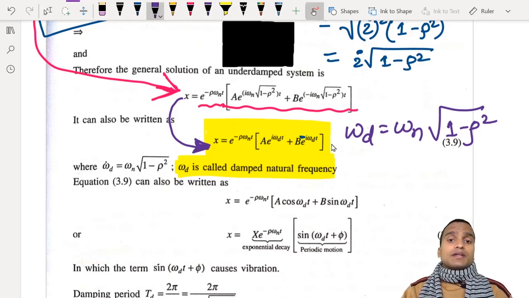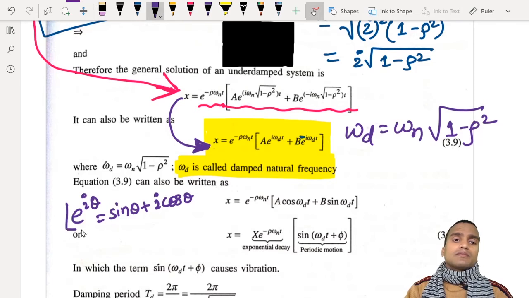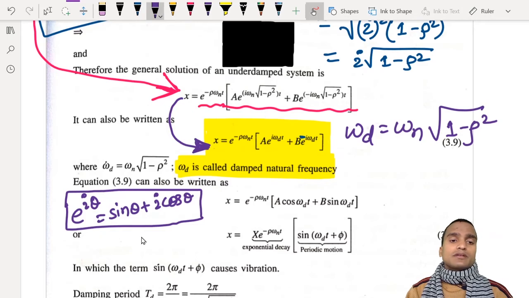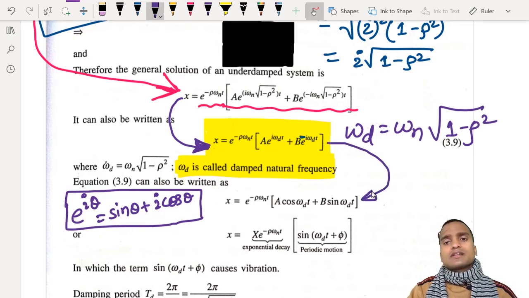Now we know that, if you have studied complex numbers, e to the power iota theta can be written as sin theta plus iota cos theta. This is the general formula. In complex numbers, e to the power i theta can be expressed as sin theta plus iota cos theta. So this solution is rearranged here like this.